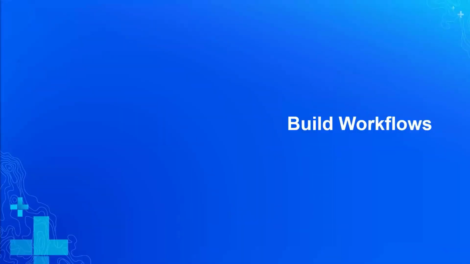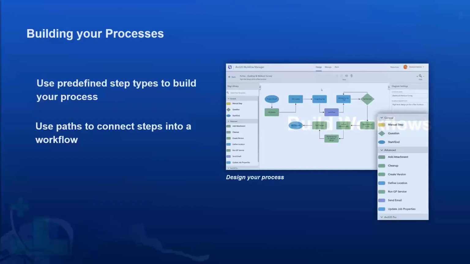All right, let's switch gears once more. We're on the home stretch now. Let's talk about building workflows. We've seen how some of these processes come together as possible use cases, but how do we build that process inside of Workflow Manager? We do so in our diagram designer, combining predefined step types that we have in our library with paths to author this business process. And we're going to show you a little bit about that.